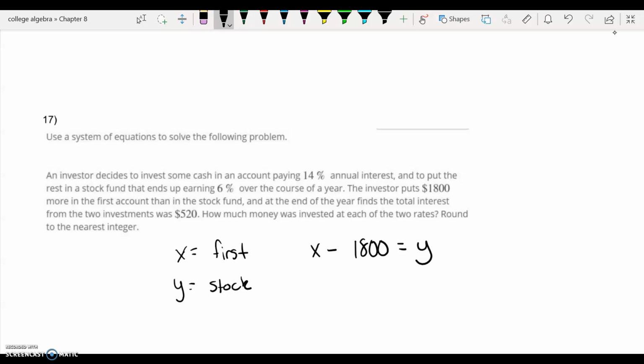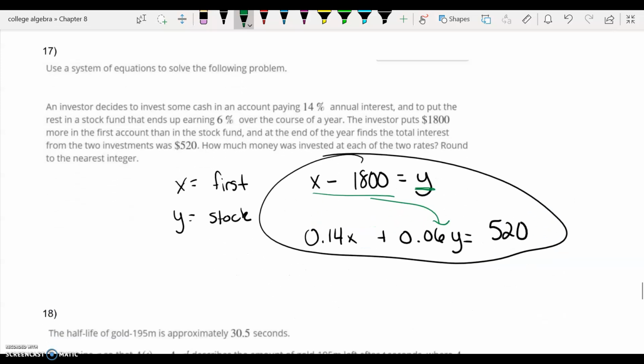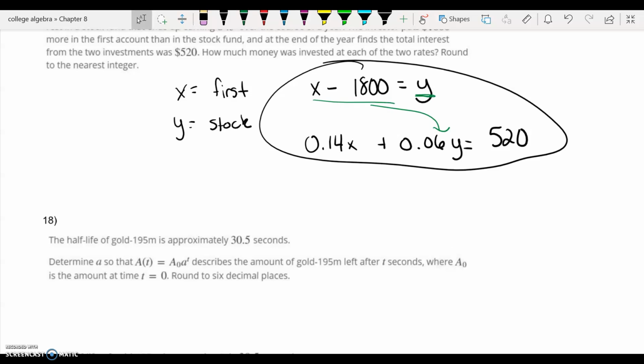And at the end of the year, the total interest is this. So I'm going to take 0.14 times X plus 0.06 times Y equals 520. Now you have a system. You can use substitution or elimination. I would use substitution and sub this in for your Y. So I'm going to plug that in for that Y right there and then solve it. I'm not going to take the time to solve that one because the video has to be kind of quick.